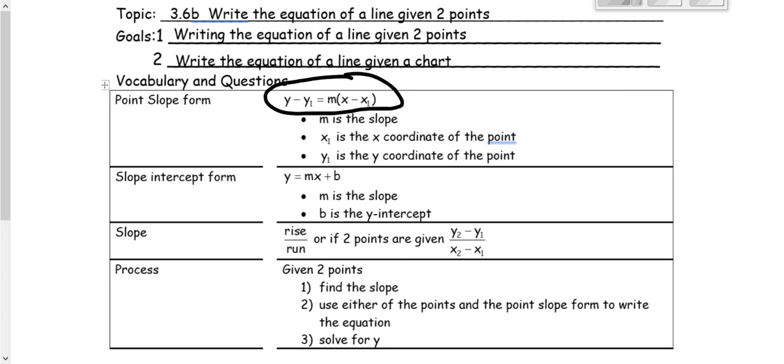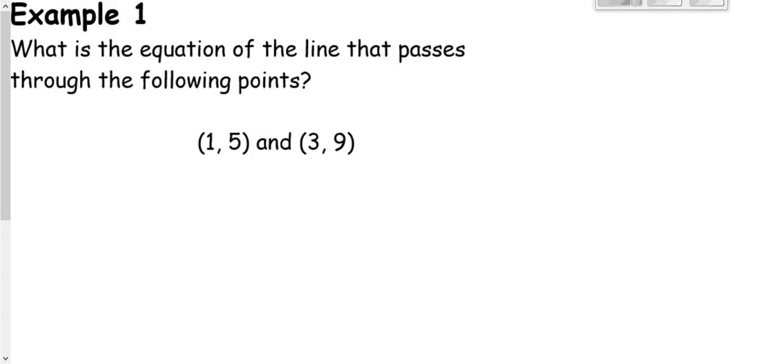The difference is this time we're not given the slope. This time we are going to have to find the slope, and that's where you can use the slope formula, or what I like to use is just finding the change in y over the change in x. That little triangle symbol is delta, which means change. So your process is to first find that slope between those 2 points, and then you can use your point slope form and then solve for y. So let's jump right in.